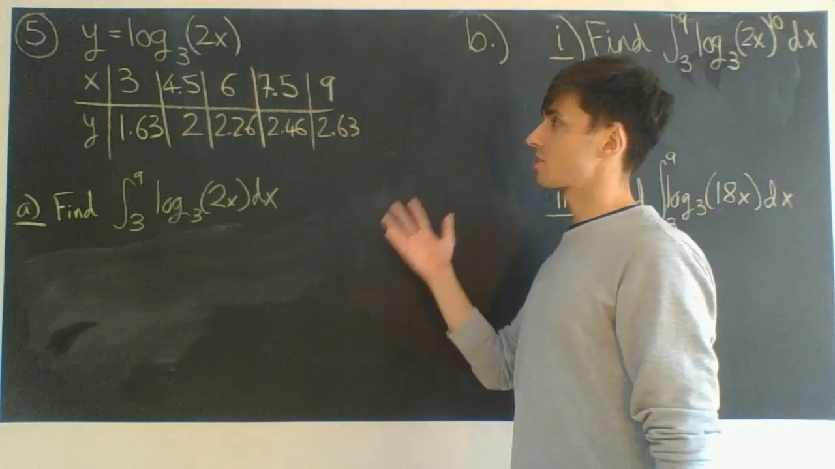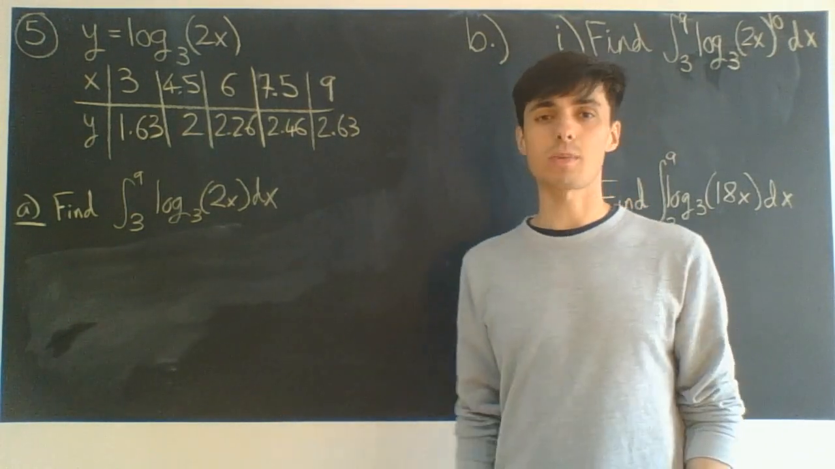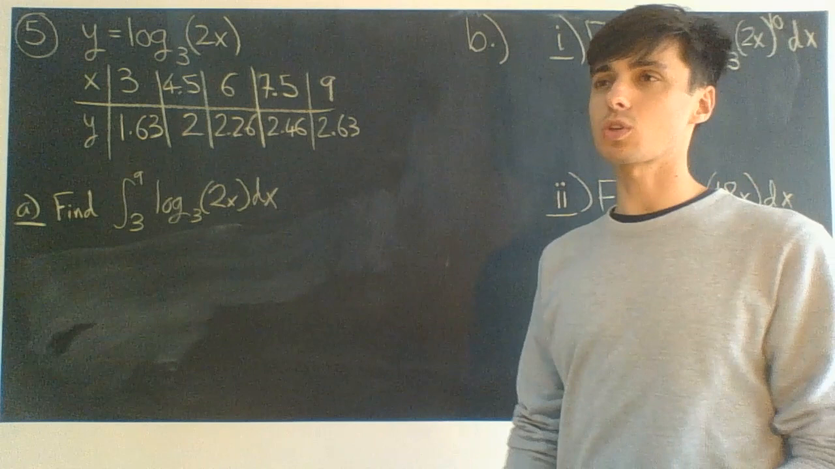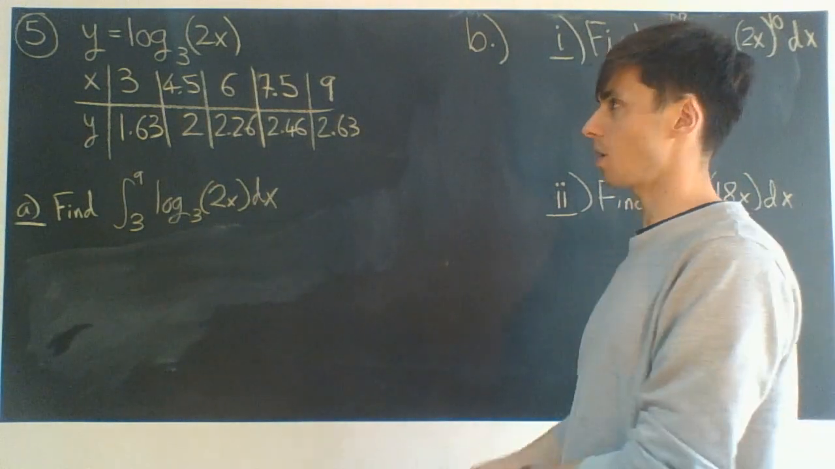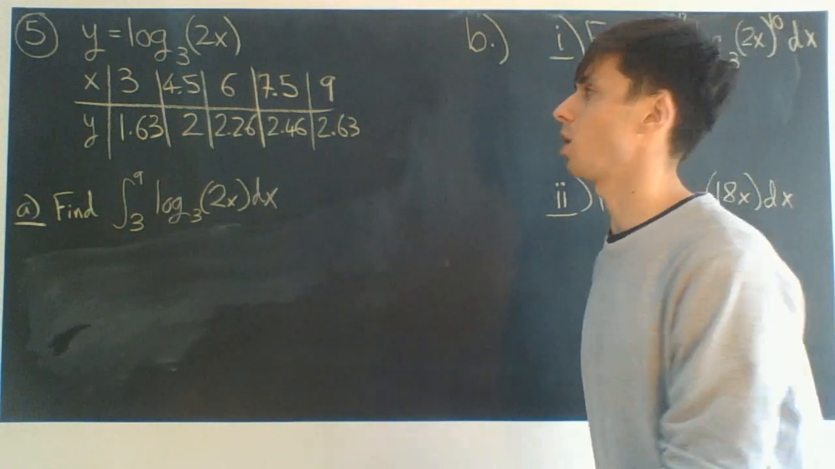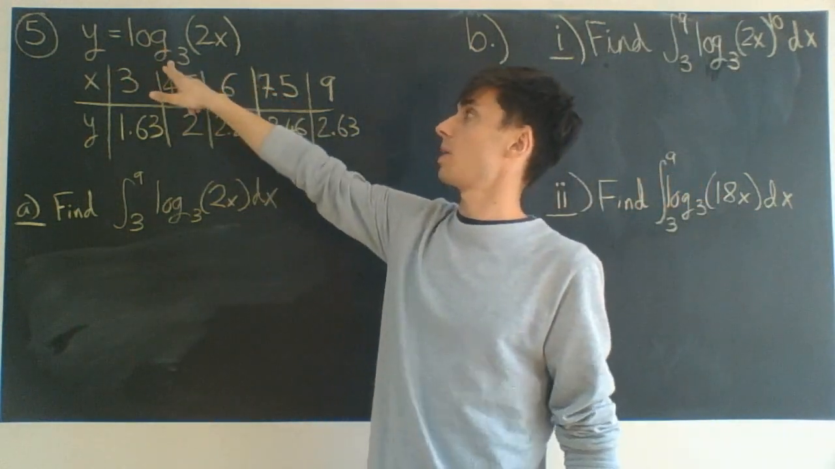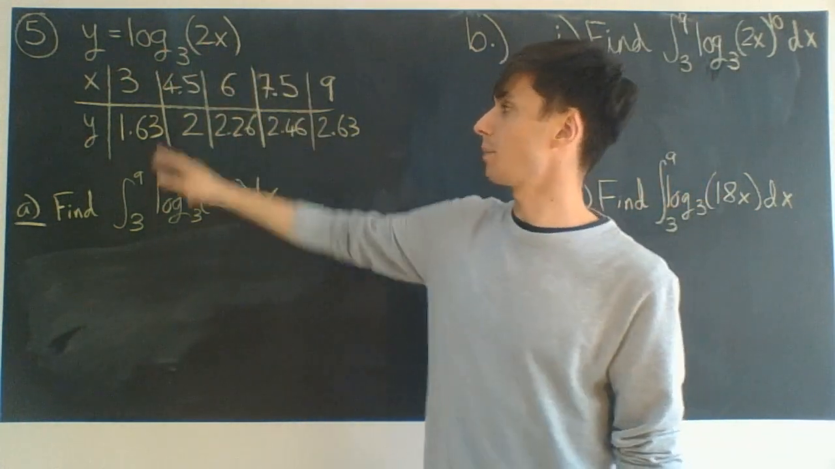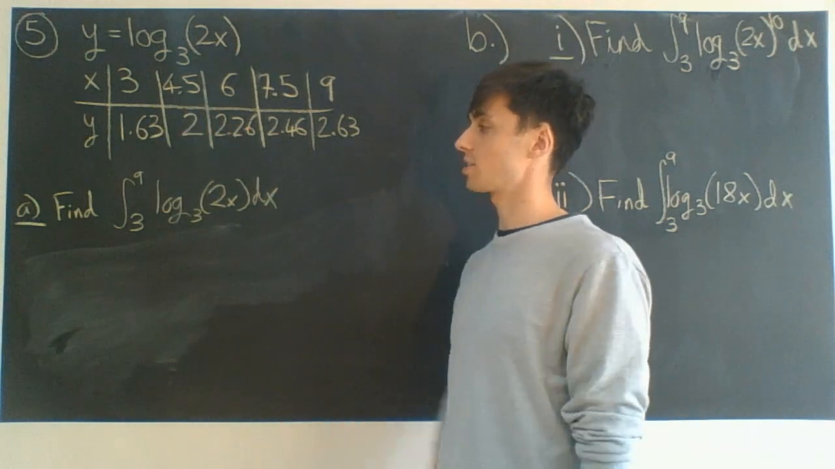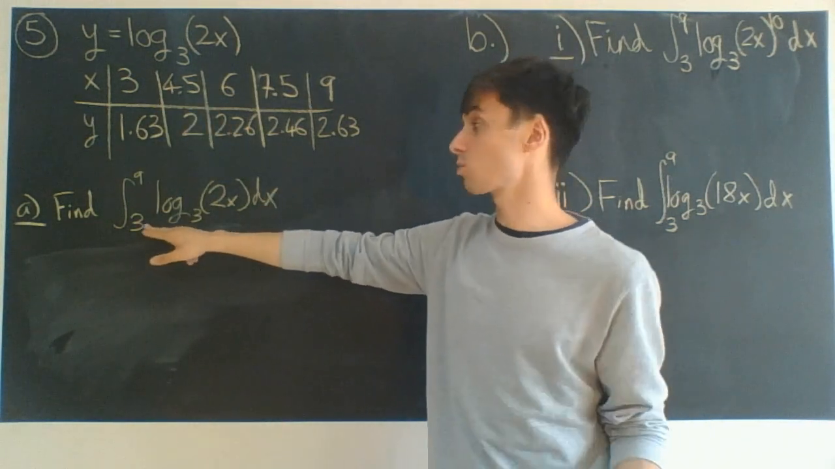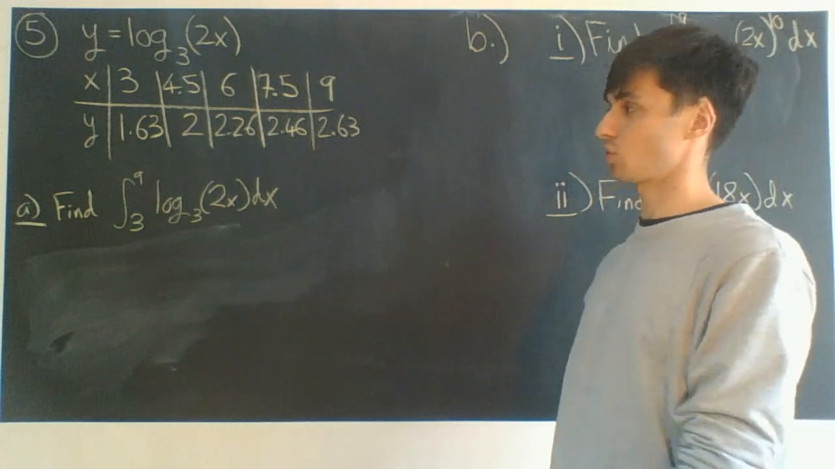This question uses the trapezium rule to approximate an integral, and then we also use some log laws in the second part. Let's see how this first part works though. We've got y equals log base 3 of 2x, and we've got a table of x's and y's. We want to use the trapezium rule to approximate this integral.